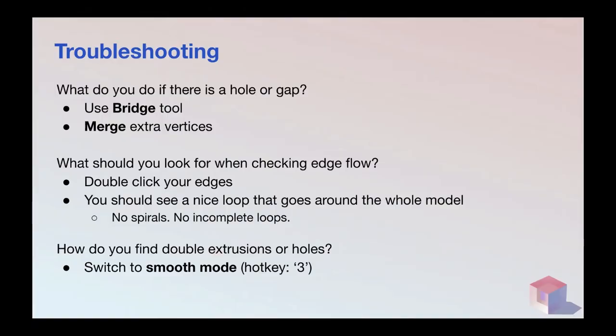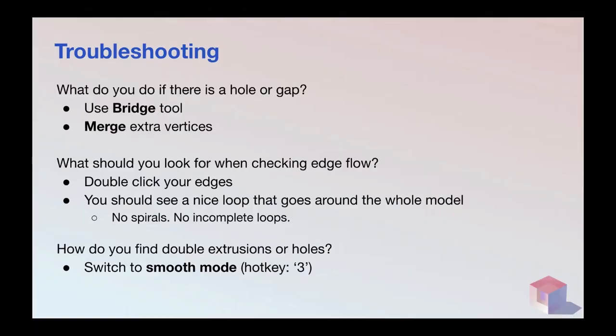So, what if there's a hole or a gap? How do we solve these problems? First, you can use bridge tools that we just talked about in the demo. And second, you can merge extra vertices by using merge. What should you look for when cleaning edge flow? Double click your edges and you should see a nice loop, which is going to be blue, going around the entire model.